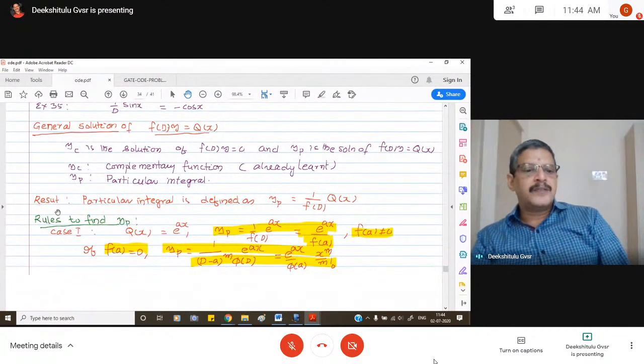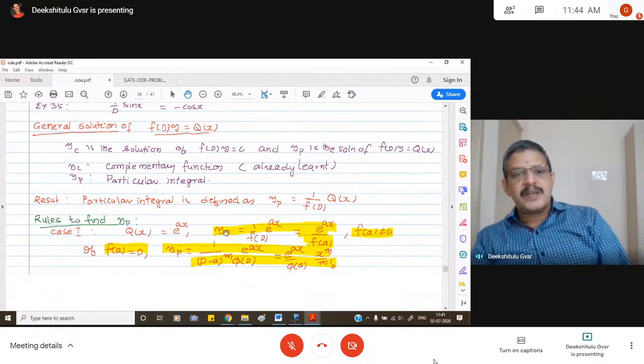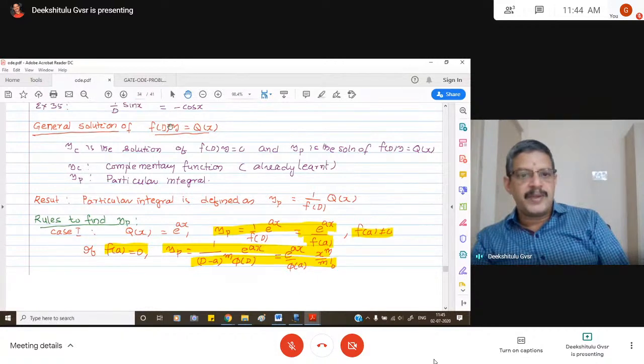Before going for that, the first and foremost result for us is that the particular integral is defined as yp equal to 1 by f of D operated on Q of x. Here simply f of D y is equal to Q of x. If y represents the solution of this non-homogeneous equation, call it yp, then operate both sides with f inverse D. F inverse and f of D, integral operator and differential operator, are inverses of each other, so they become unity. So f inverse f becomes 1, and yp is equal to f inverse Q of x, or 1 by f of D Q. This is what we have.